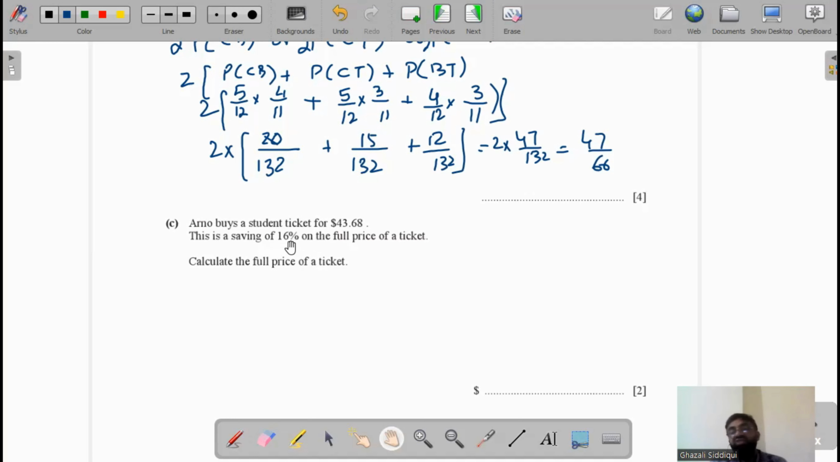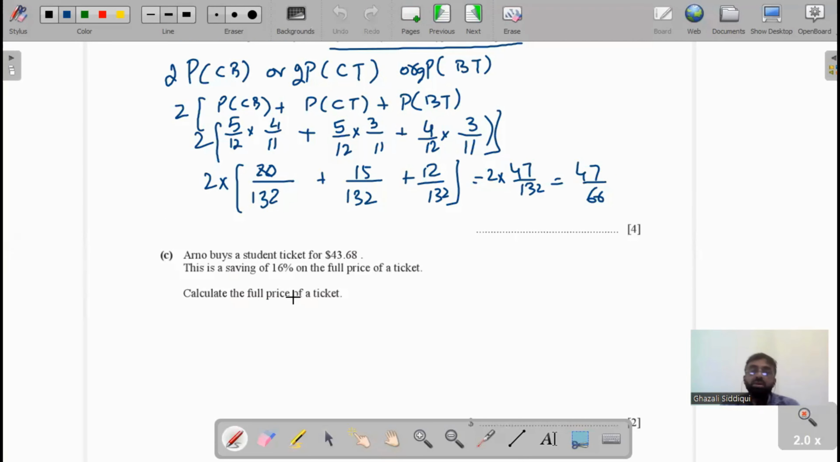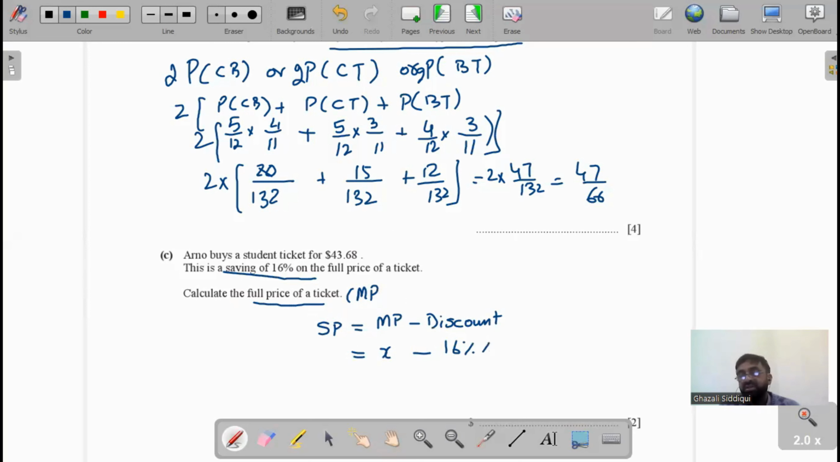Illinois Arno buys the student ticket for $43.68. This is a saving of 16% on the full price of the ticket. Calculate the full price of the ticket. The full price of the ticket is considered as the marked price. Now the sale price will be equal to marked price minus discount. Here we see that now we suppose the marked price is X and the discount is 16% of X, and the sale price is given, 43.68.